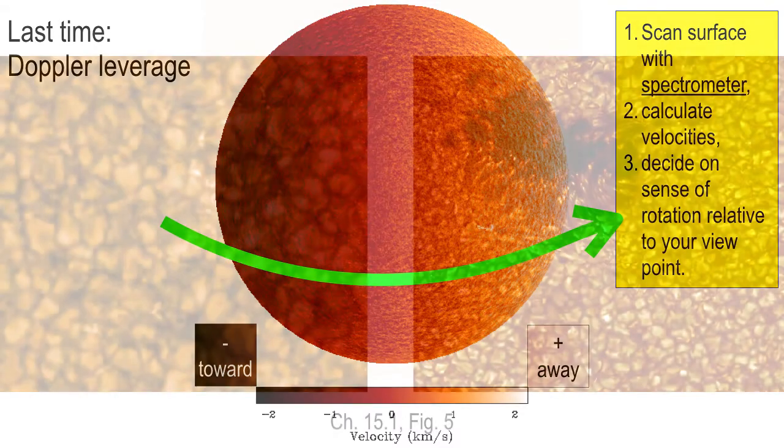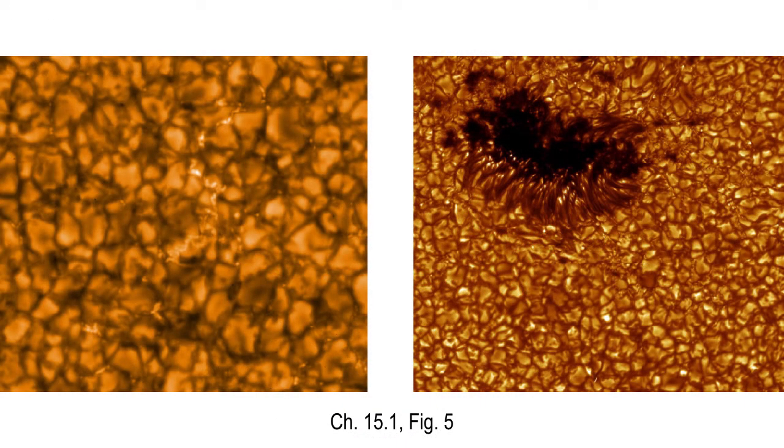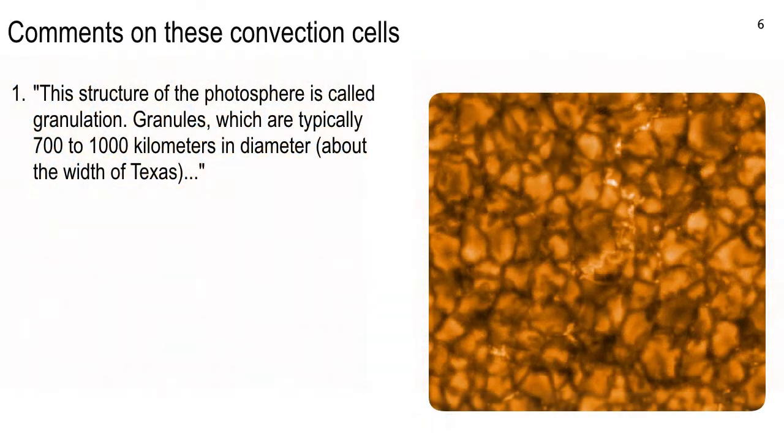Now, we can see this with the sun as a whole. We can also see it, as I mentioned last time, in these granules of convection on the surface of the sun. So let's talk about these for a minute. These granules, here's your pull quote from chapter 15, I believe it's 15.1. This structure of the photosphere is called granulation. And they're typically 700 to 1,000 kilometers in diameter. In other words, so pretty much the size of Texas. So each little one, and there's zillions of them.